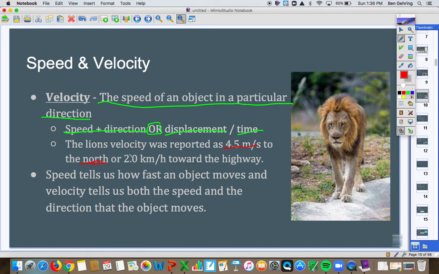Or they could also report it as 2.0 kilometers per hour, either to the north or towards the highway, assuming there's only one highway in the general area. Those are both directions. It doesn't have to always be cardinals, your northeast, southwest. It can be generals or relatives, such as towards the highway, towards the school, away from the park, can all be directions for velocity. So again, as a reminder, speed tells us how fast an object moves. Velocity tells us both the speed of the object and the direction the object travels in. So that is our difference between speed and velocity.